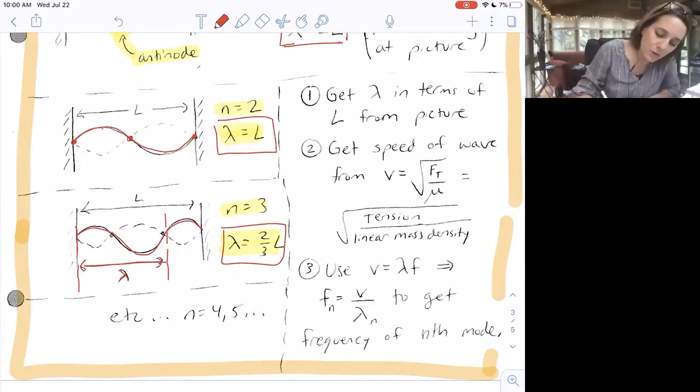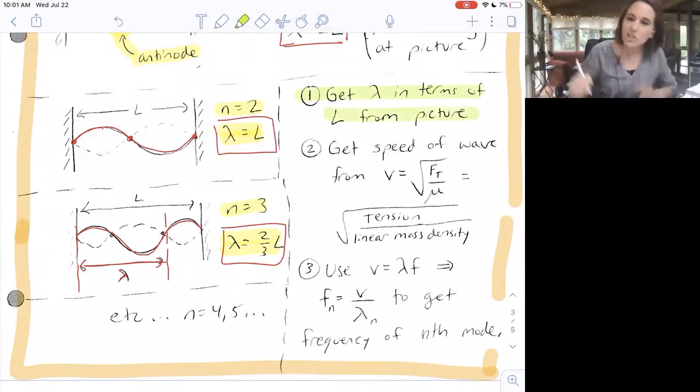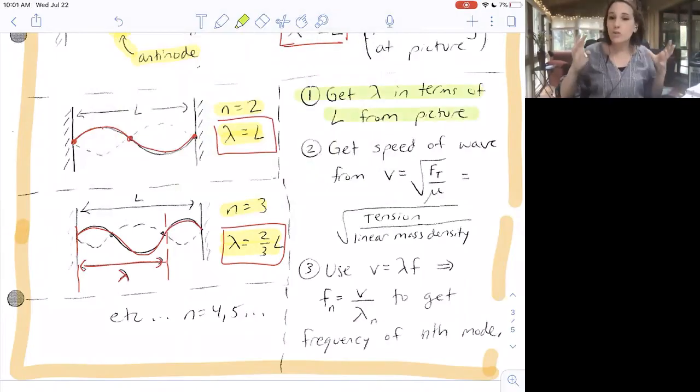So for the steps for problem solving, the first thing, and these might change order depending on what the problem asks for, but these are the steps that you use in any particular order. One thing that you can always try to do is get lambda in terms of L from the picture of whatever mode you're talking about.